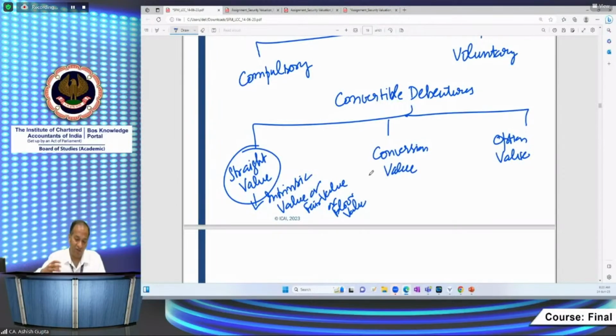You will see what will be the conversion value of this bond. Next is option value. Option value means it gives you a right or a choice, not a compulsion. It is particularly in a voluntary case. This option value is linked to your case of voluntary.